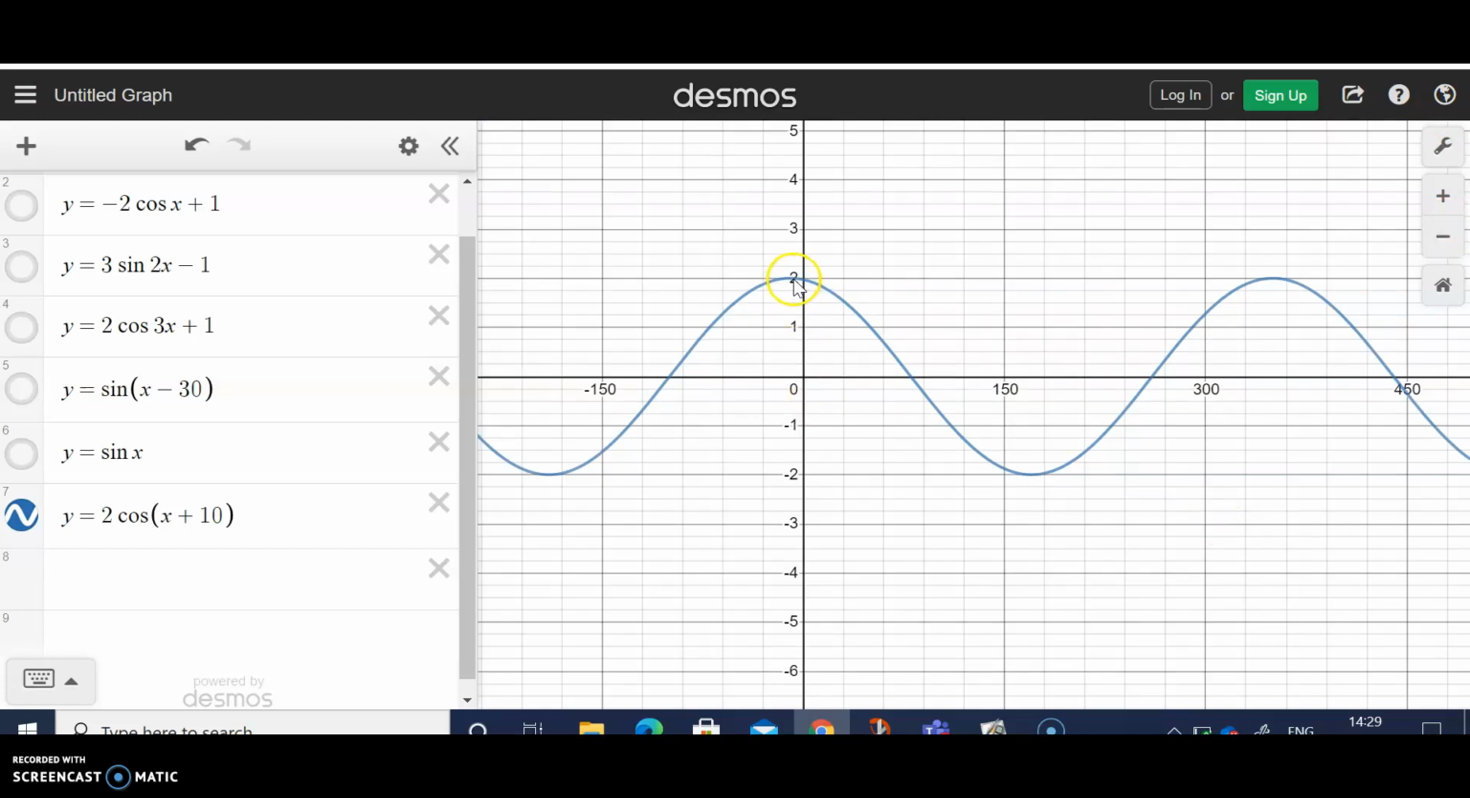So you see it starts here. It's just gone back 10 degrees. It then comes down, round, and it's going to finish just before 360 degrees. It will reach back up to the maximum again here. Okay, and that's trig graphs. Remember, concentrate on naming, don't worry about drawing.